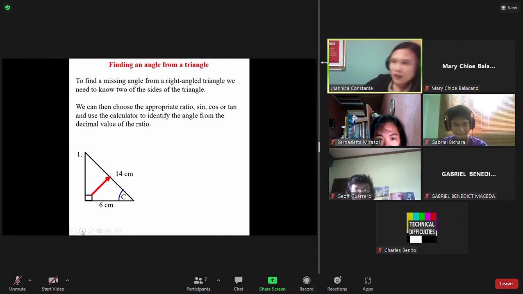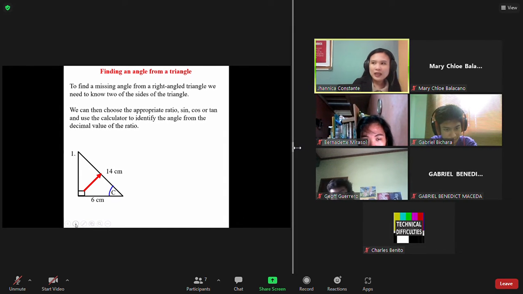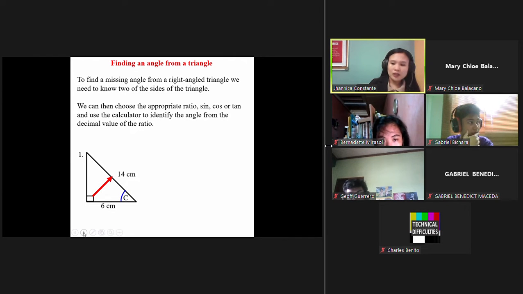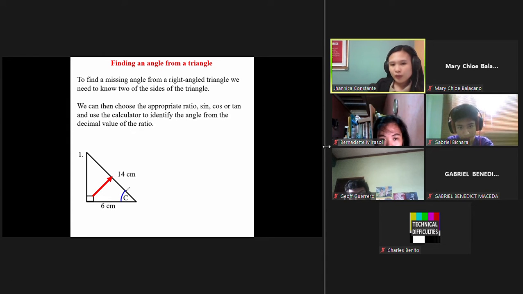For example, we have this triangle. One side of the triangle measures 14 centimeters and the other side measures 6 centimeters. Looking at the given measurements of the sides of the triangle, we're going to solve for angle C. What will be the measurement of angle C? Looking at the measurements, what trigonometric ratio are we going to use? Is it sine, cosine, or tangent?